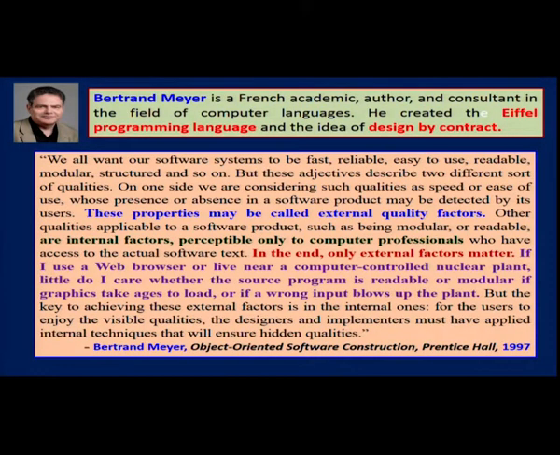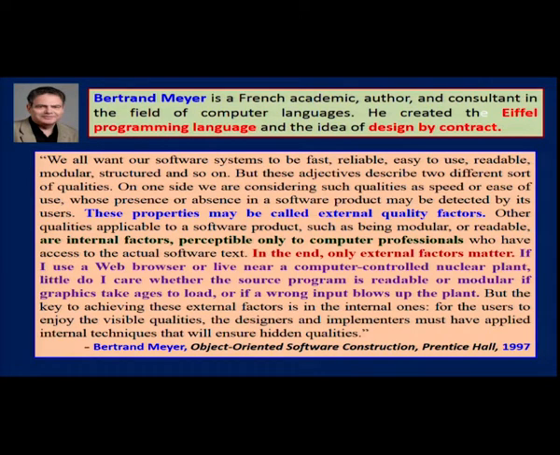But these adjectives describe two different sorts of qualities. On one side, we are considering such qualities as speed or ease of use, whose presence or absence in a software product may be detected by its users. These properties may be called external quality factors.